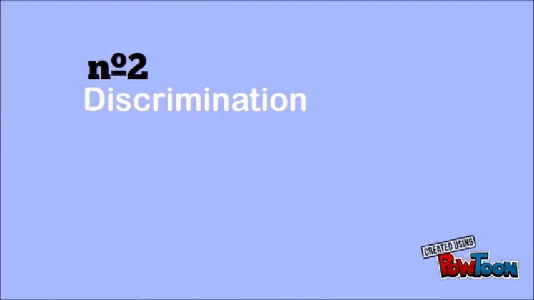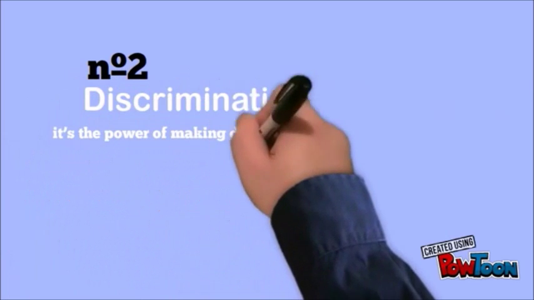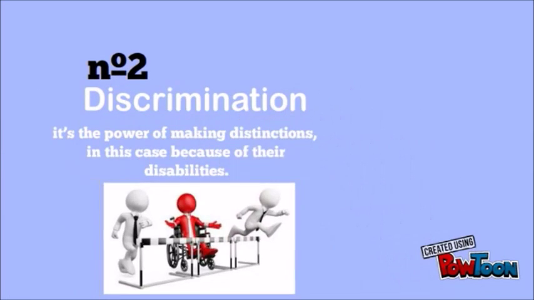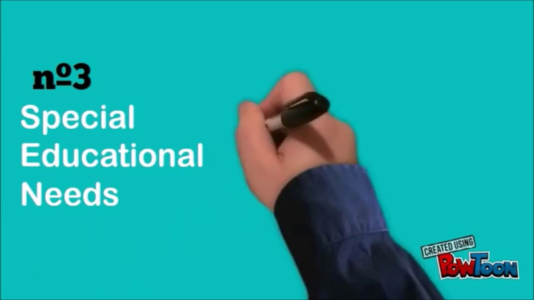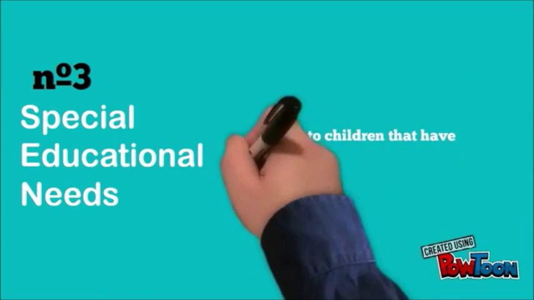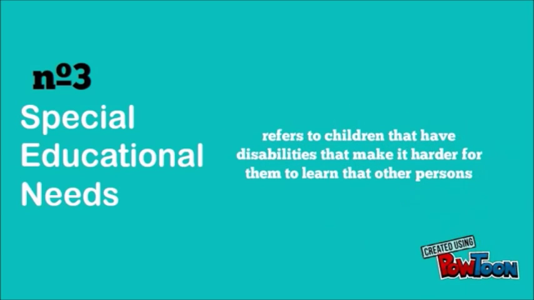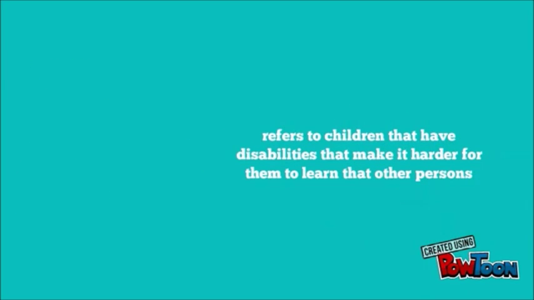The second concept refers to discrimination. It's the power of making distinctions, in this case because of their disabilities. Finally, we have the concept of special educational needs. It refers to children that have disabilities that make it harder for them to learn than other persons.